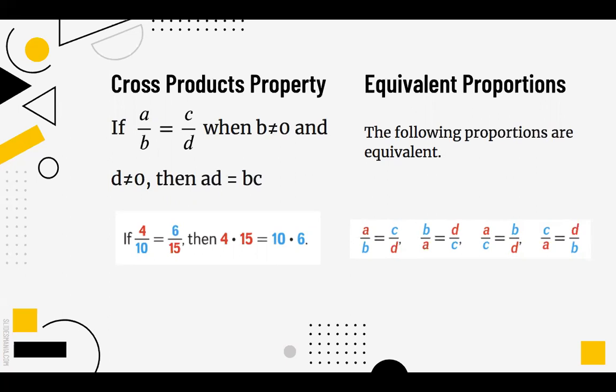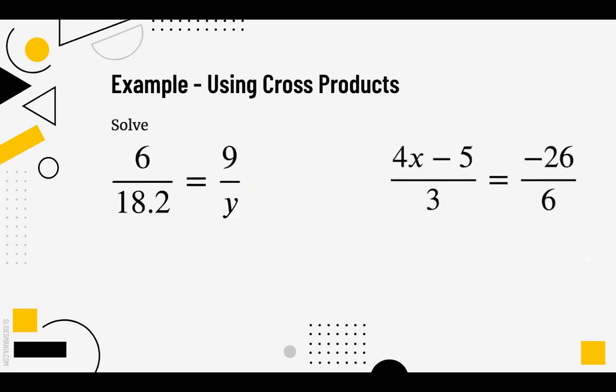Okay, so I want you to take about 2 minutes to look at these two problems, and then we'll do them together. So this is using cross products. How would you use cross products to find the value of y in the one on the left and to find the value of x in the one on the right? 2 minutes, then we'll do them together.